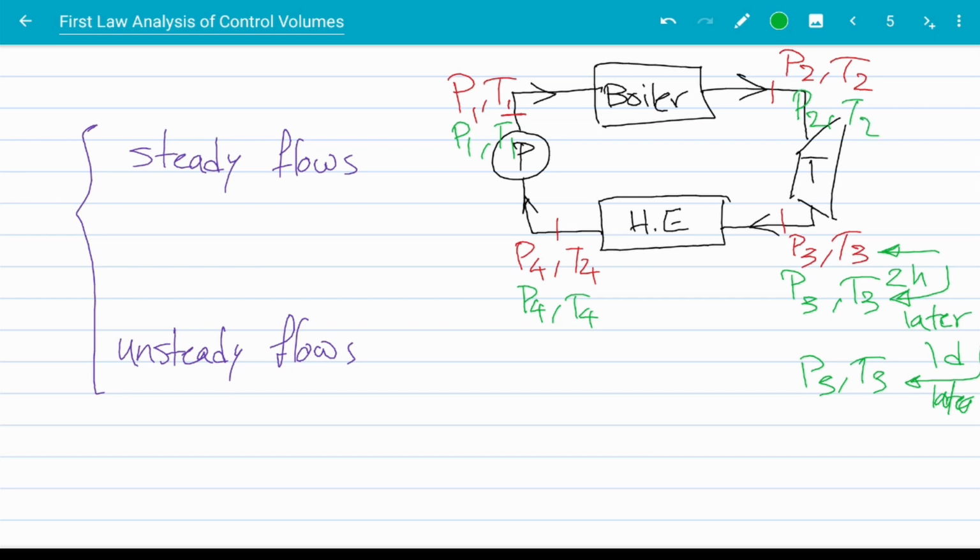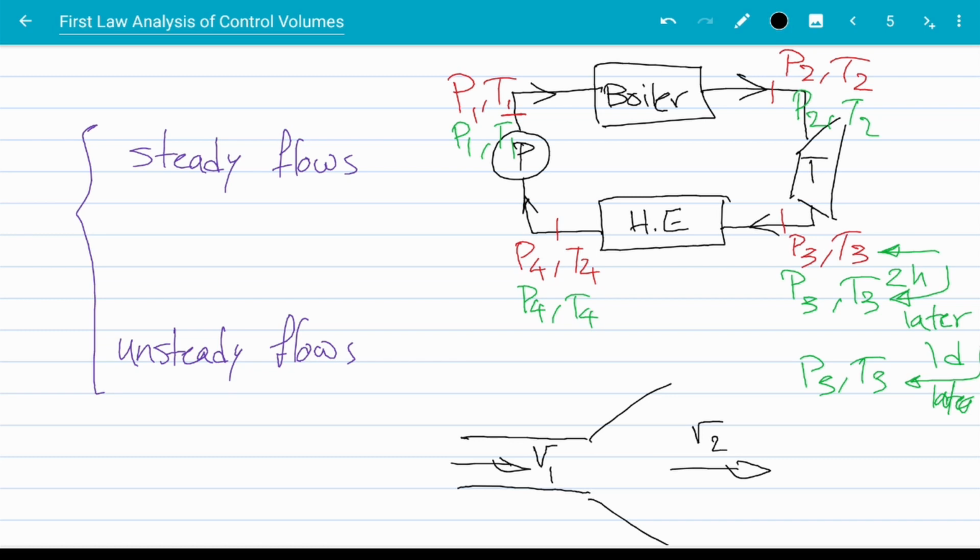Not only like this in a cycle, but even on a smaller scale. Let's assume a diffuser. So we have a pipe, and then it enters a diffuser. So we have a flow coming in, and then we have a flow going out. So the velocity coming in is velocity 1, and the velocity exiting the diffuser will be velocity 2. So velocity 1 and velocity 2 are different, okay?